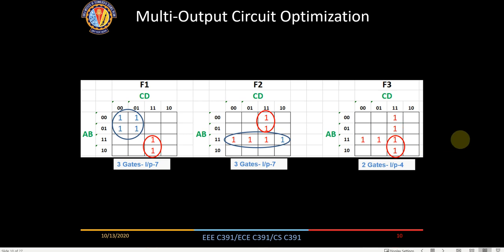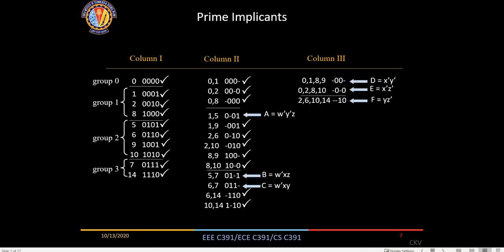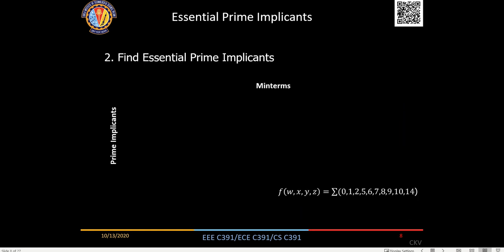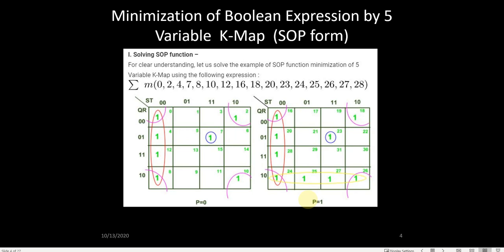Then I missed out something which I wanted to tell you. When you make an expression like this, this is for the zeros example. For the ones, suppose we make the expression like this.